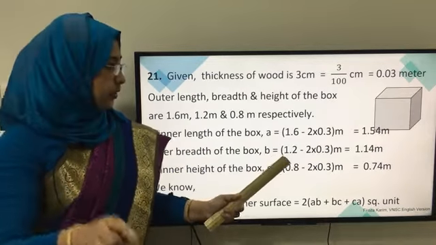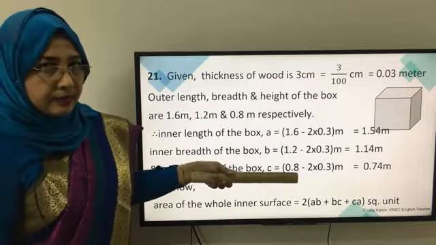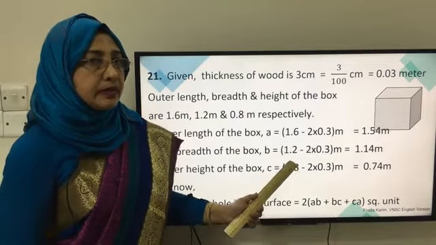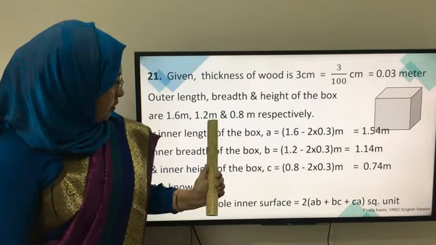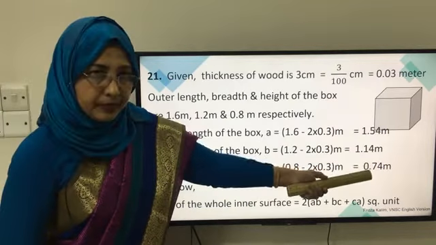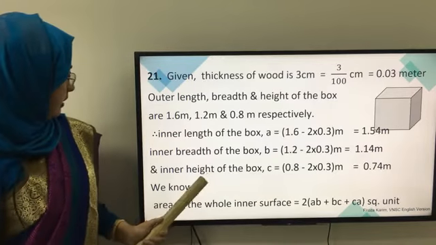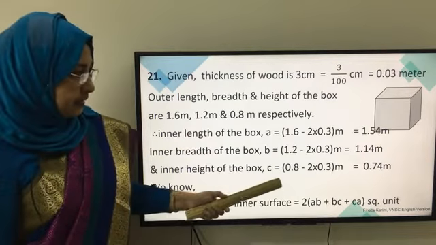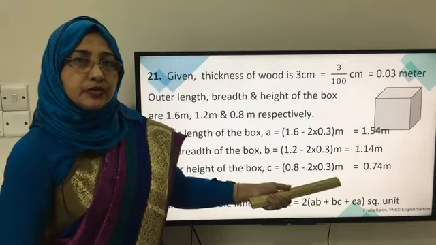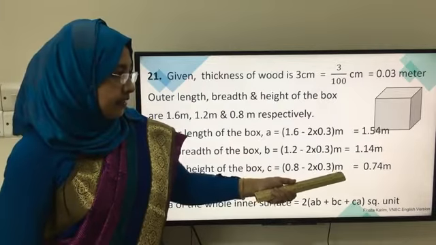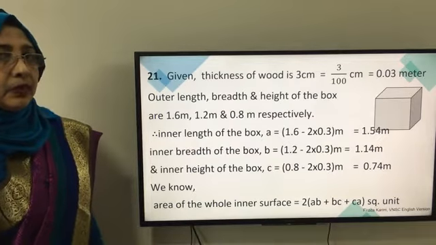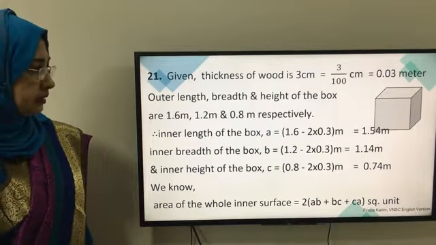Similarly, please do it yourself. Don't look at the screen. Okay, inner breadth of the box B will be how much? Yes, 1.2 minus 2 into 0.03, that is 1.14 meter. And lastly, inner height of the box C. It was 0.8, so we have to deduct 2 into 0.03 meter and it will be 0.74 meter. Okay, have you done?